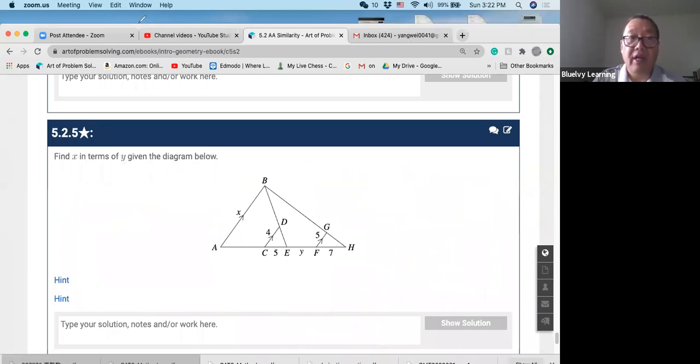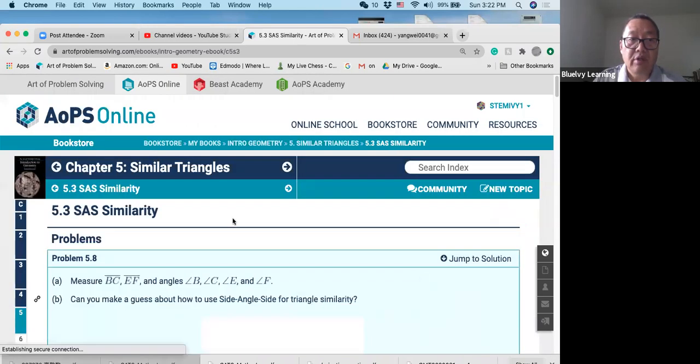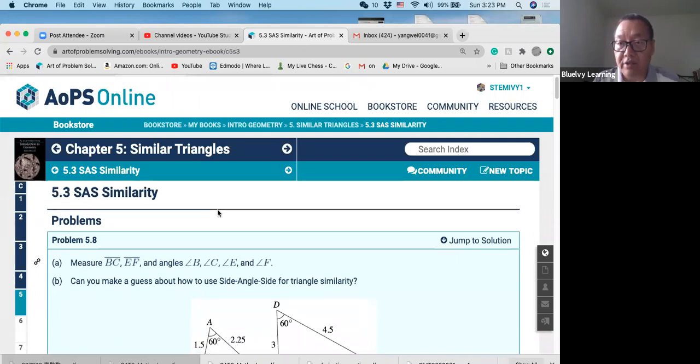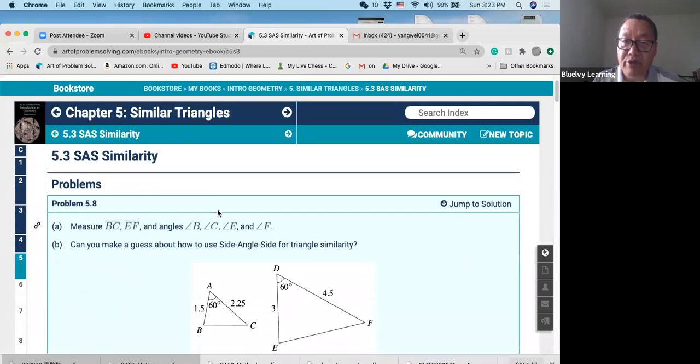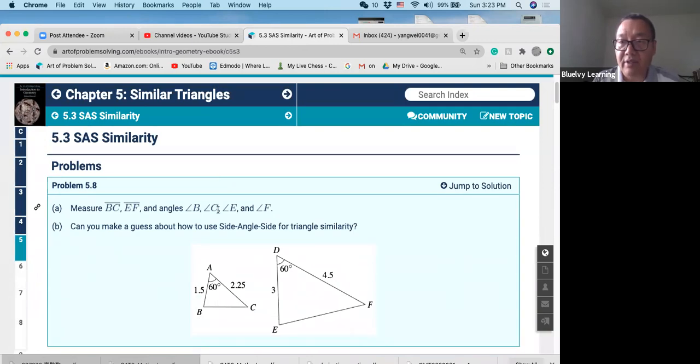Okay, so then we can go to the next section. In this section we learn another theorem to determine if two triangles are similar. This one is called SAS, which means side, angle, side. For the previous chapter, we already learned the same theorem for congruent triangles. But the difference is here.